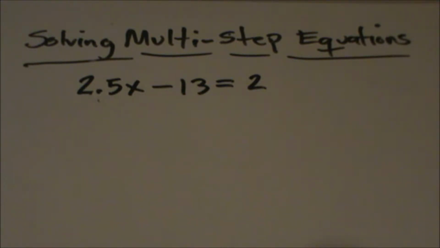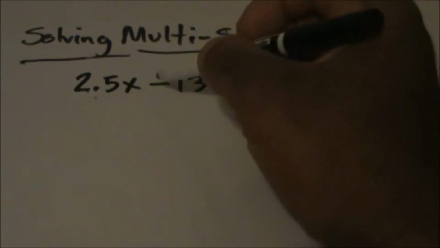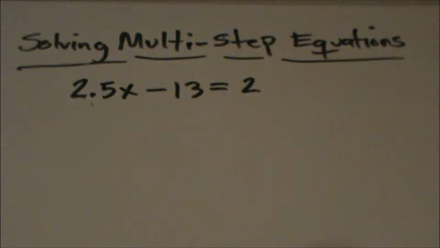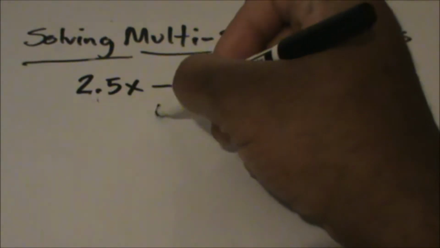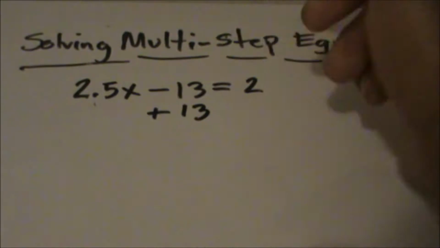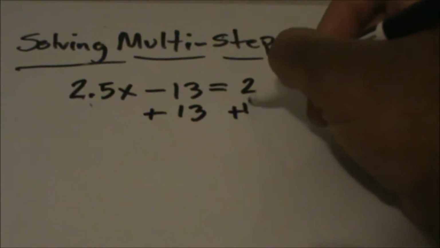With this equation, 2.5x minus 13 equals 2. So we're going to solve the equation by getting x alone and using one of the properties. Now we have a minus 13. So what we're going to do is add 13 on both sides of the equal sign.